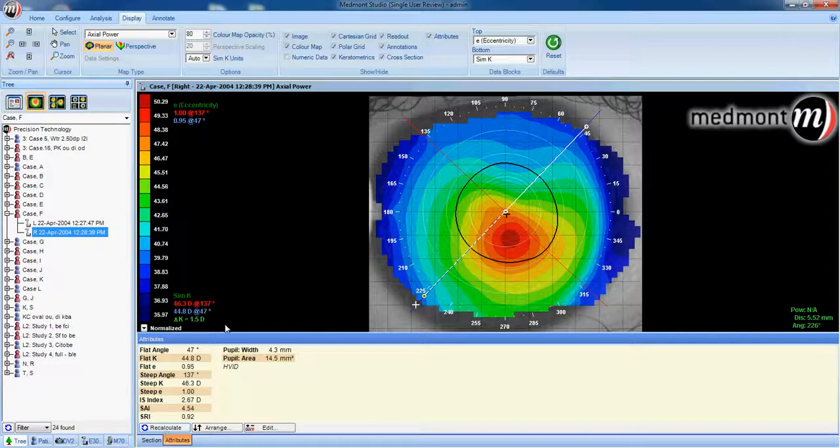This concludes our section on disease detection analysis with your Medmont E300 corneal topographer.